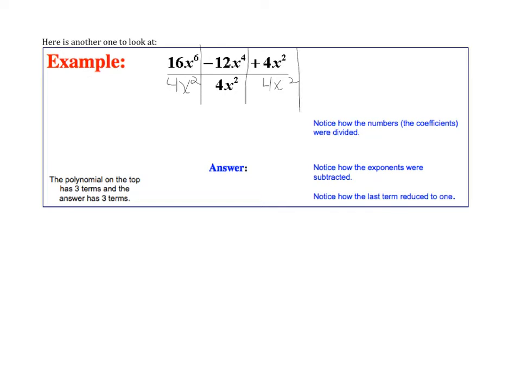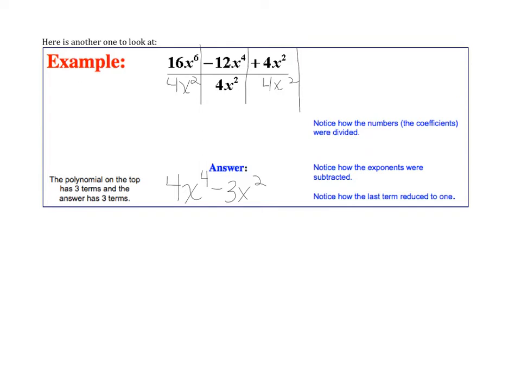And that's going to be a term in your answer, right? So then I'm going to divide 16x to the 6th divided by 4x to the 2nd, and that's going to give me 4x to the 4th. And then I'm going to do negative 12x to the 4th divided by 4x squared, and that's going to give me negative 3x squared. And then you're going to do 4x squared divided by 4x squared.